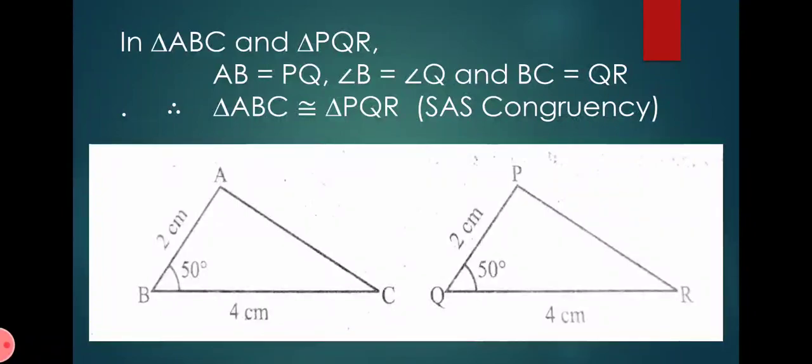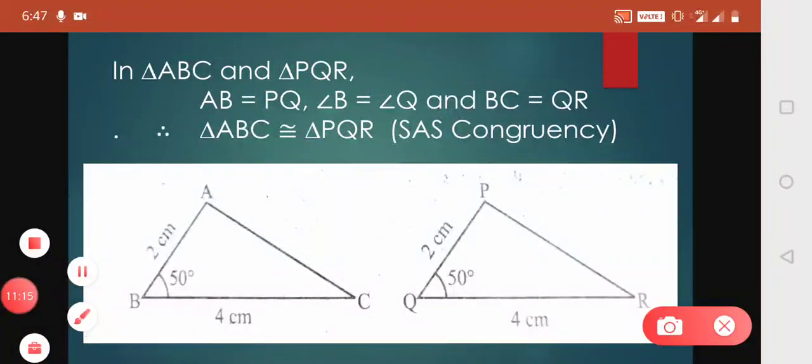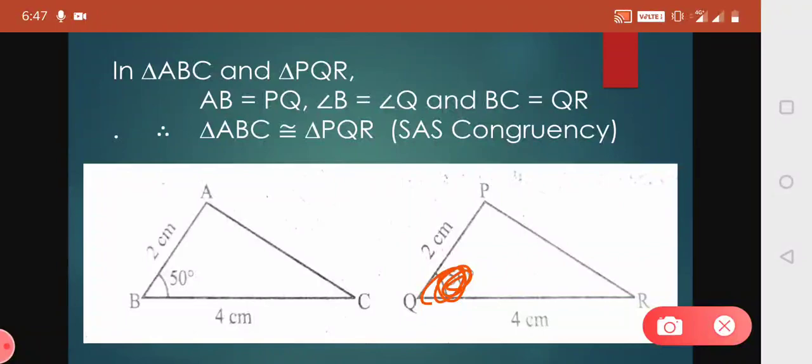Yes, SAS congruency. But suppose it is given like this, that it is not given 50 degrees, but it is given that angle C is 50 degrees. Now let's check. According to the statement, two sides and included angle of one triangle should be equal to the two sides and included angle of the other triangle.